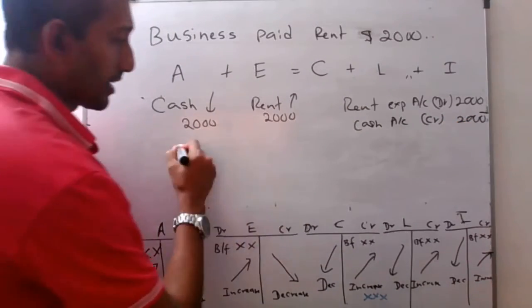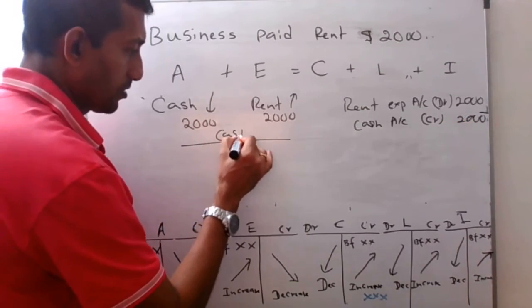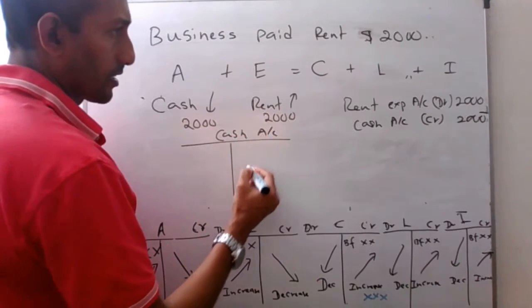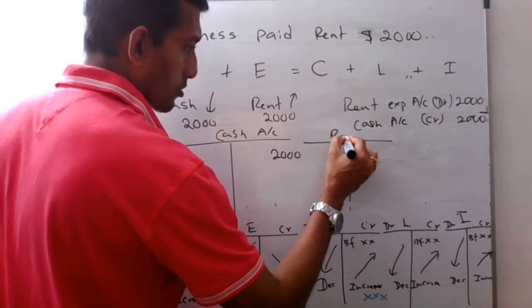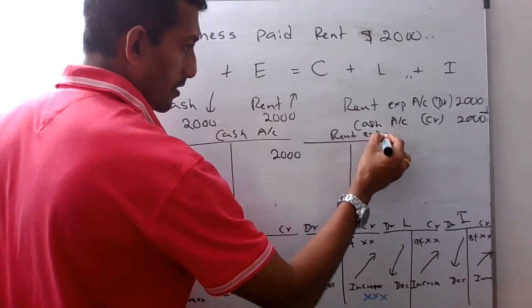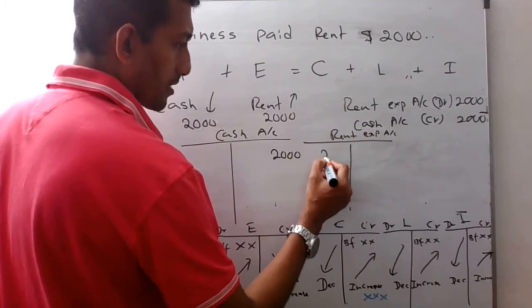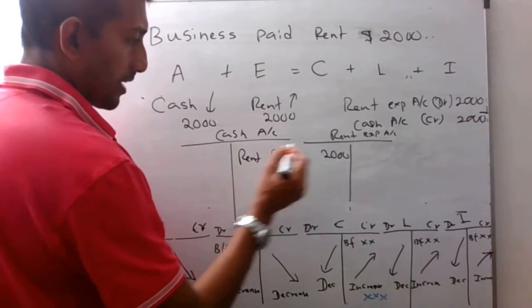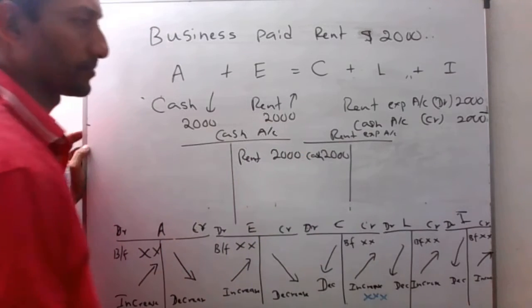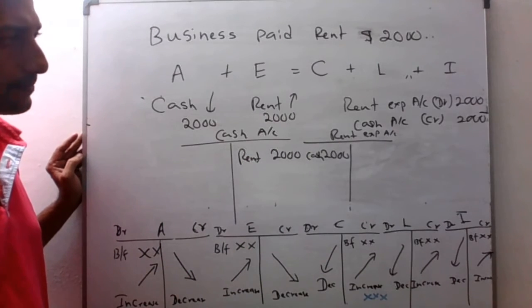If I may put it into the ledger, I have a cash account where I will credit because I'm paying. On the other hand, my rent expense is increasing by 2,000. So I will write here rent and I'll write here cash. Okay.